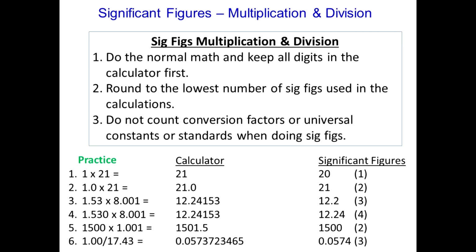Let's talk about how we do the multiplication with it. There are 2 sets of rules. There's multiplication and division, and then there's addition and subtraction. The rules are not applied the same way to them.